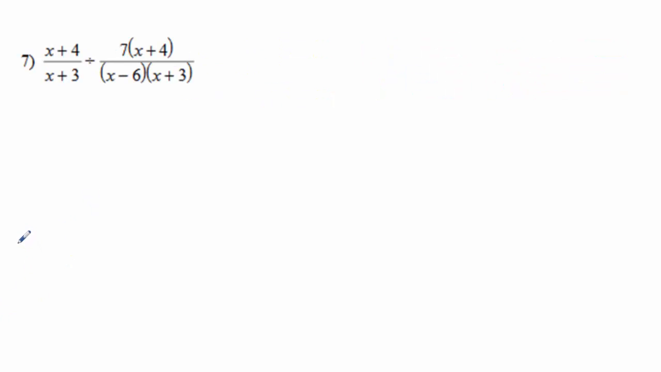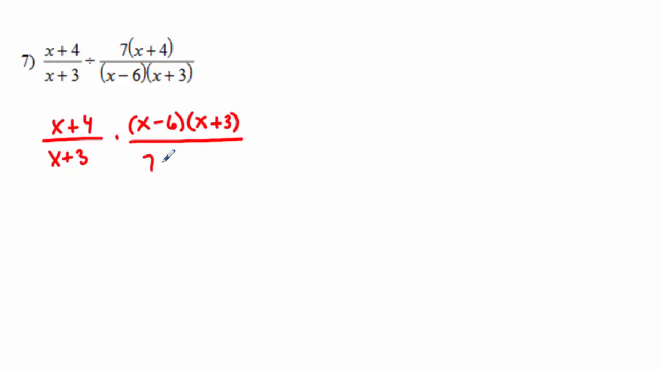Now when we divide, the biggest thing for us to remember is we have to flip the second fraction. And once we do, it becomes a multiplication problem, so we just follow our multiplication rules. So I'm going to change it to multiplication, and the bottom becomes top, and the top becomes bottom. Now that I flipped them, the x plus 4s can cancel, the x plus 3s can cancel, and I'm left with x minus 6 over 7.